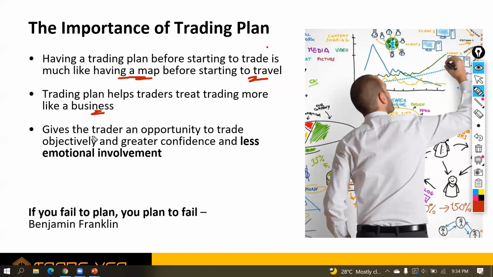This gives traders an opportunity to trade more objectively, which means you have a goal whenever you trade. It's not that when you enter, sometimes you wonder, where is the place for me to cut loss? Where is the place for me to take profit? So you have the objective whenever you have a trading plan. Of course, it will boost your confidence.